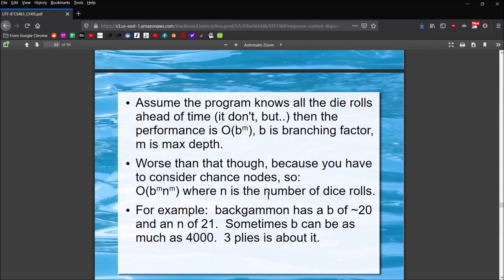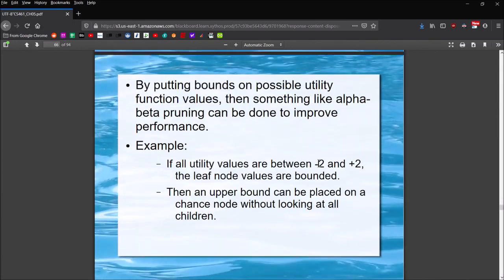Sometimes B can be as many as 4,000. So that means, how many plies can we actually have? Usually it's going to be about 3. Okay. Now we can improve performance by quite a bit.